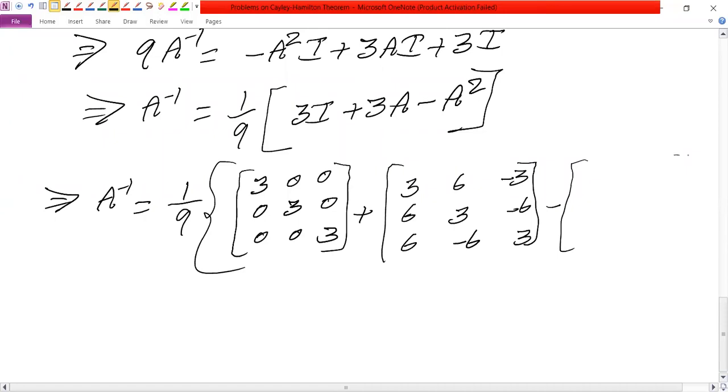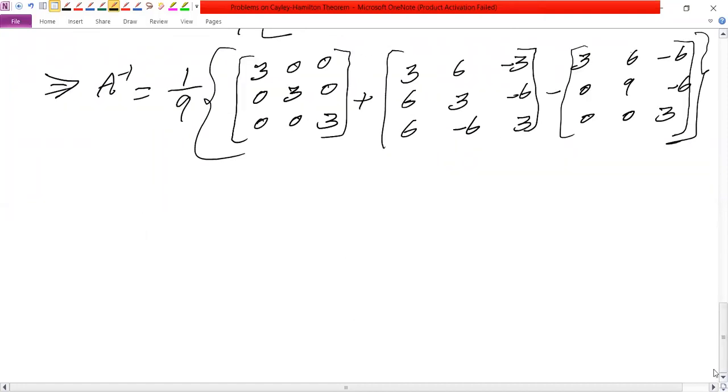So, finding A square. How to find A square? Use option mat A number 3 whole square. So press the x square button. Then we will get 3, 6 minus 6, 0, 9 minus 6, 0, 0 and 3. Close the braces. Now do the simplification. How to do the simplification? Will you use a calculator? One option is to do 1 by 9 into that reduced matrix, and that is our A inverse. Or simply use the calculator: mat A whole inverse.